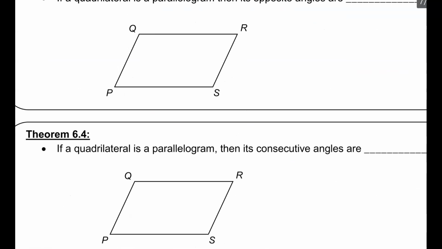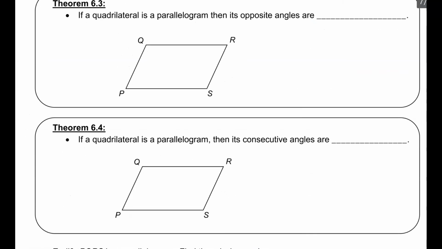All right, if we go down, here are the next two. If a quadrilateral is a parallelogram, then its opposite angles are going to be congruent. So these are things you know are true. So we have these two angles will be the same measure. Then we have this P and R. This set of opposite angles will also be the same measure. Opposite angles will be congruent. All right, let's keep going.